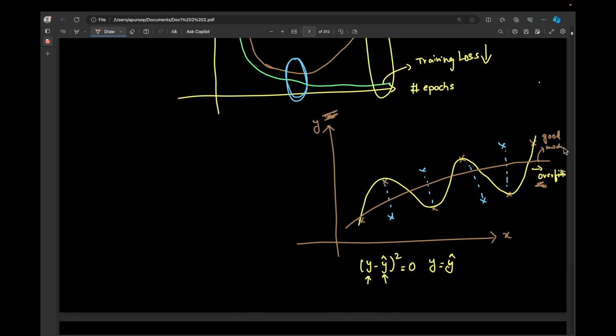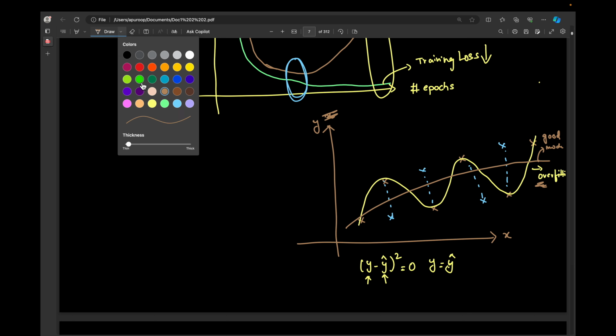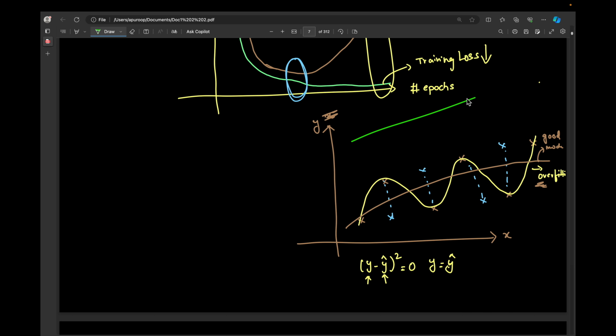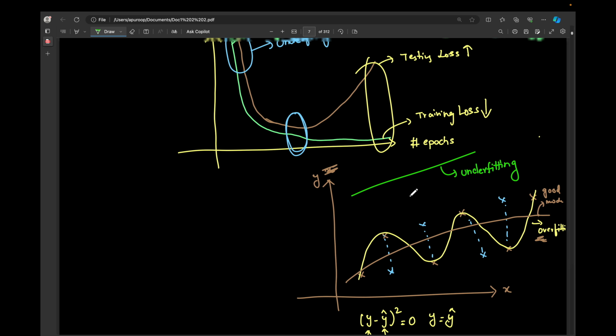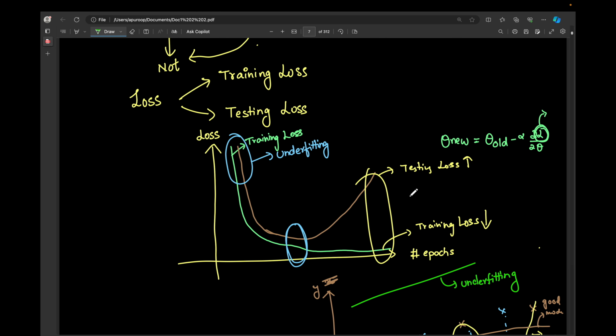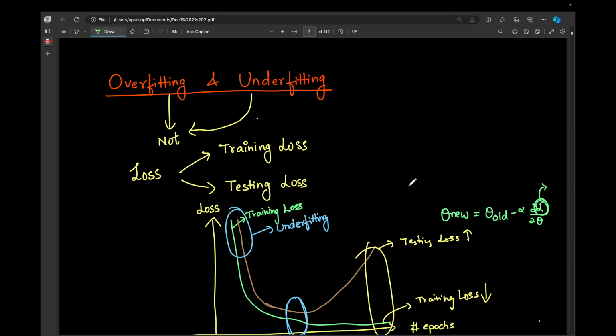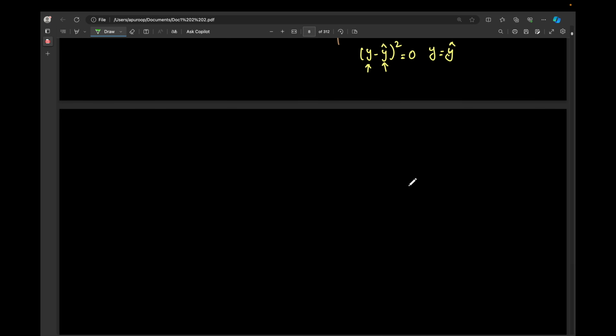Okay. And let's say we are having some random line like this, so let's change the color. Let's say we are having some random line like this for these points. Then we say this is underfitting. So this model is underfitting. So like this, we can understand the concept of overfitting and underfitting with respect to loss. And similarly, the same thing we can understand with respect to score as well.